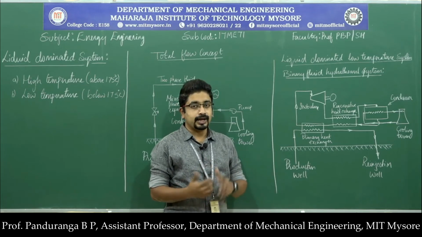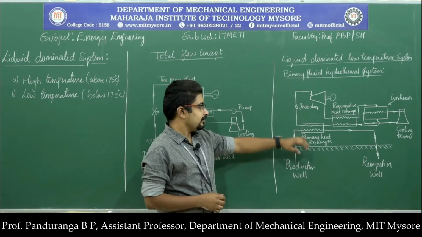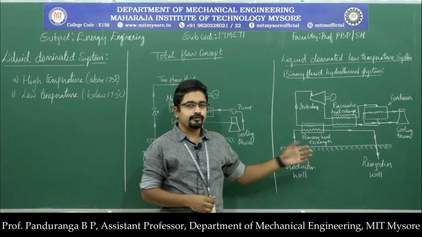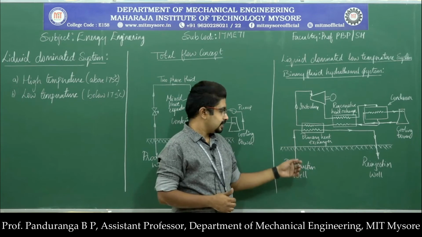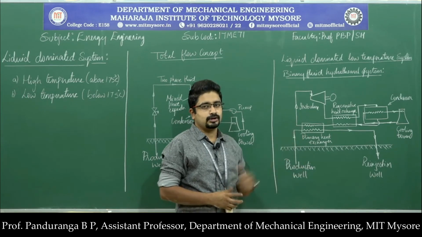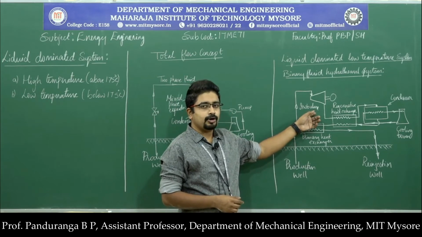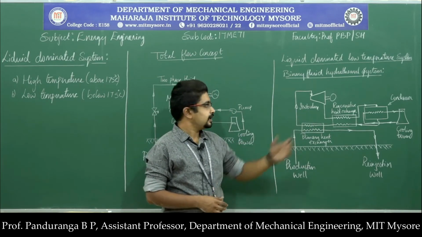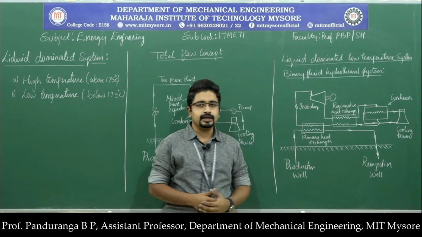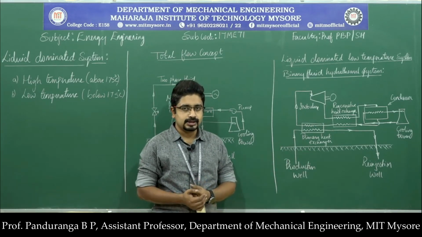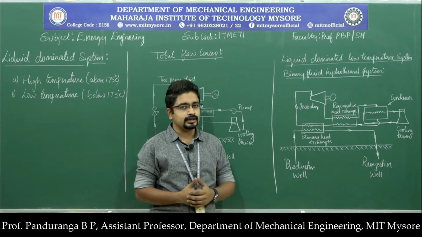binary fluid. So binary comes because here we have two different fluids working in this cycle or flowing in this cycle. One is the hot water coming out of the geothermal source, and the other one is a low boiling point fluid, such as here we are using isobutane. So it can be isobutane or a refrigerant can be used here. So they boil at lower pressure.